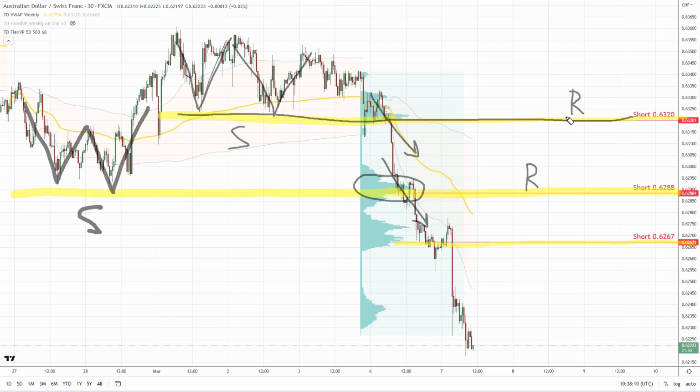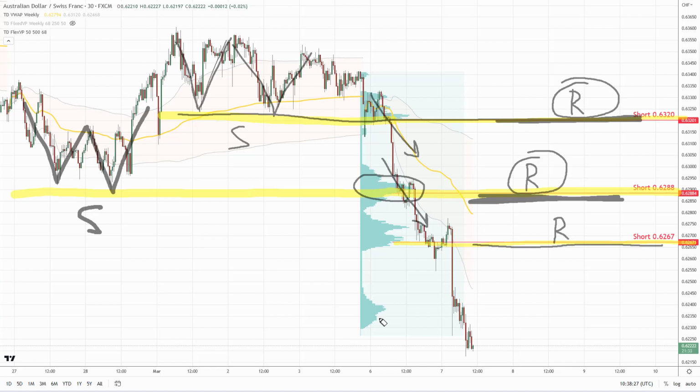All right, so that's what I like about this resistance and this resistance, that it actually is confirmed by another setup. This one isn't, so I don't consider this resistance as strong as those two, but still I think that this one is good to trade. All right, so that's my take on the Australian dollar, Swiss franc.